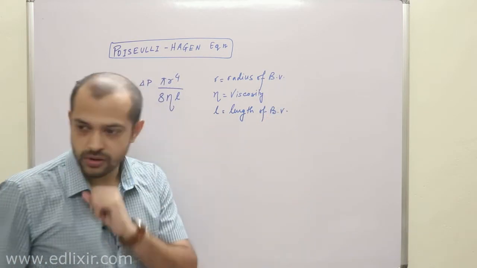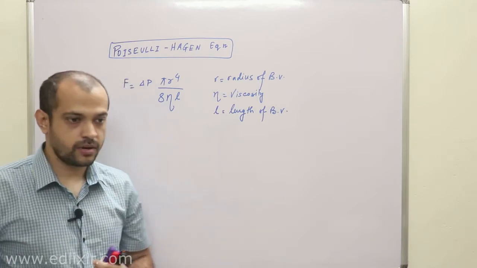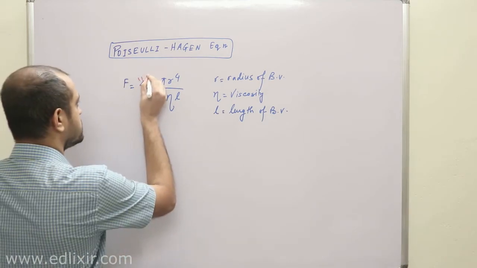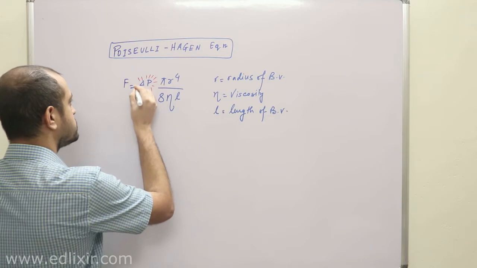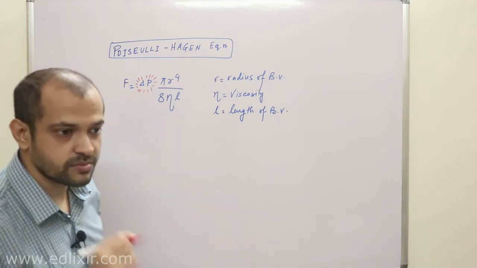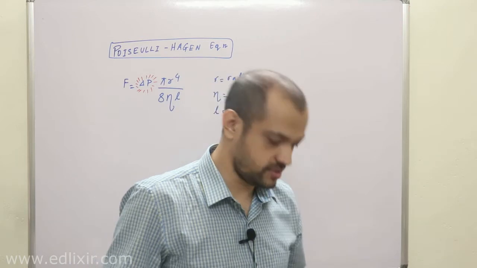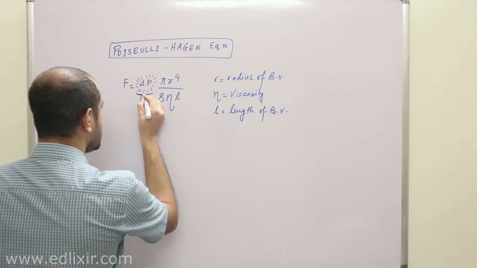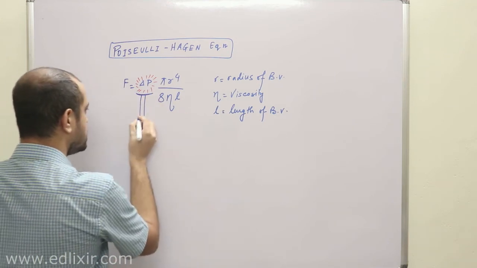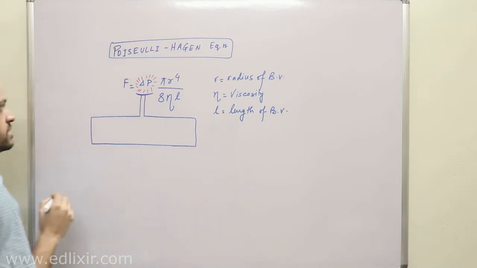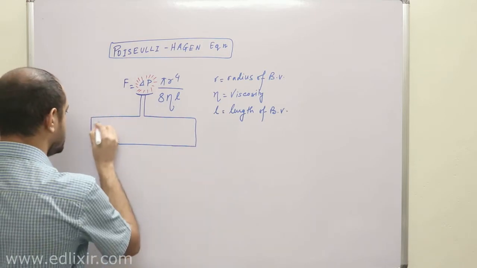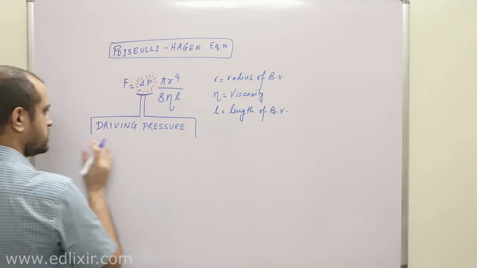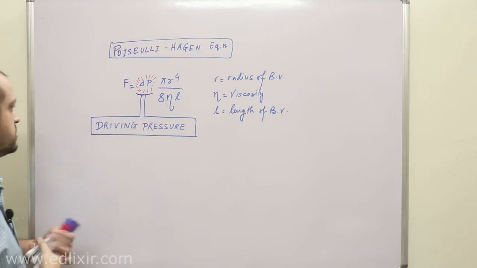Now I will be asking a very important question here. Can you answer this question? What is this delta P? Whether it is hydrostatic pressure or driving pressure or transmural pressure. What is this? Now listen. Actually this delta P is nothing but the driving pressure.